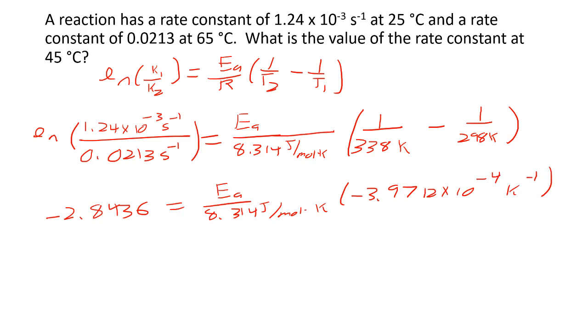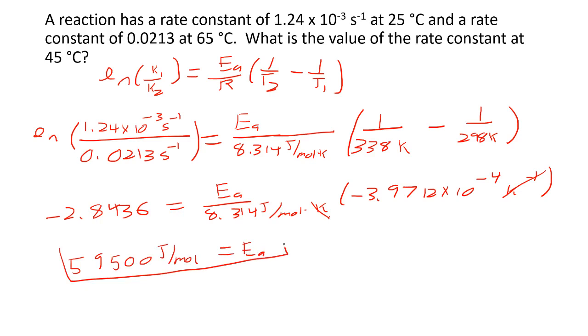So now I'm going to take this negative 2.8436, multiply it by 8.314, and then divide it by negative 3.9712 times 10 to the minus fourth. I'm also going to see that my Kelvins are going to cancel, and I'm going to get that my activation energy is equal to 59,500 joules per mole. So that is step one of this problem. I've got 59,500 joules per mole. Now I'm going to use this to solve for k at 45 degrees Celsius.